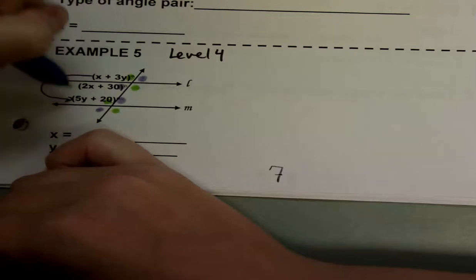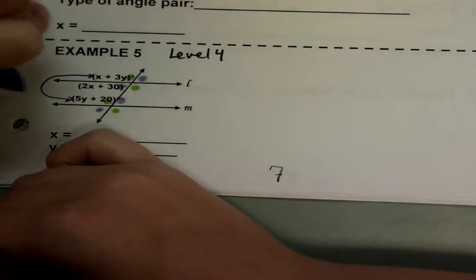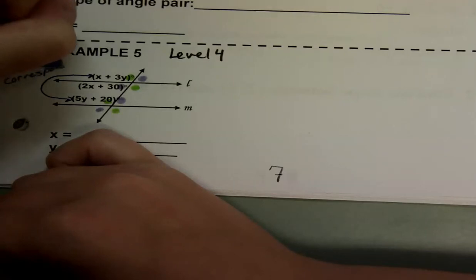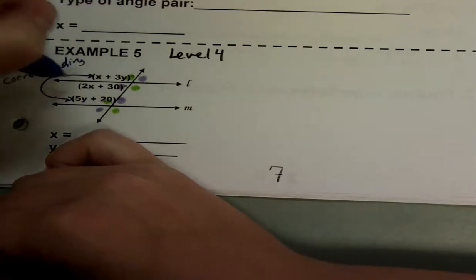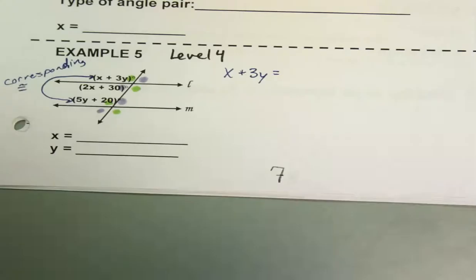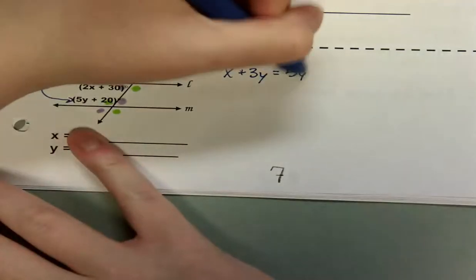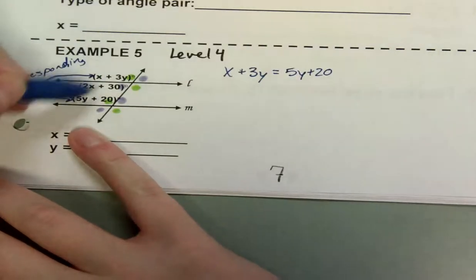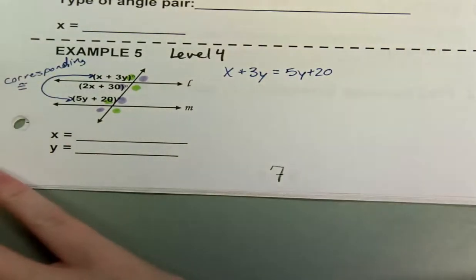But we've got a couple of angle pairs here. So these two are corresponding, so they are going to be congruent to each other. So one of our equations can be x plus 3y equals 5y plus 20, because they're both green and they correspond with each other.